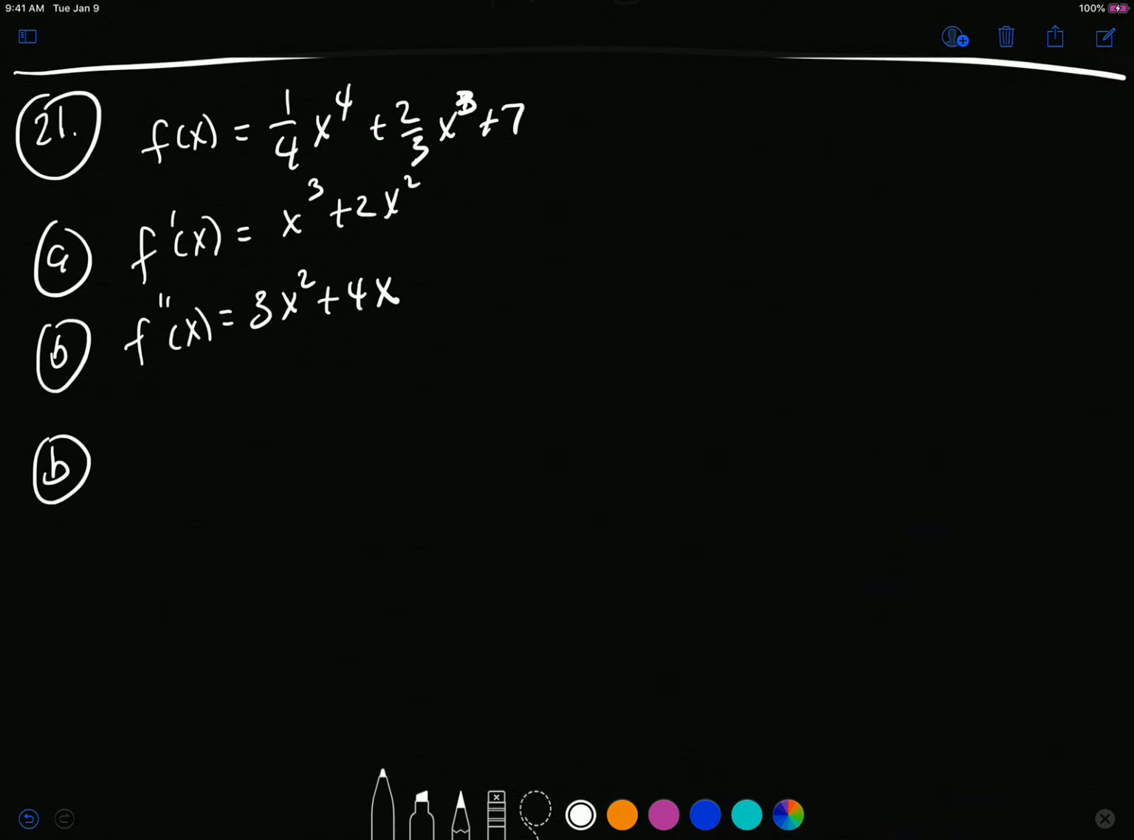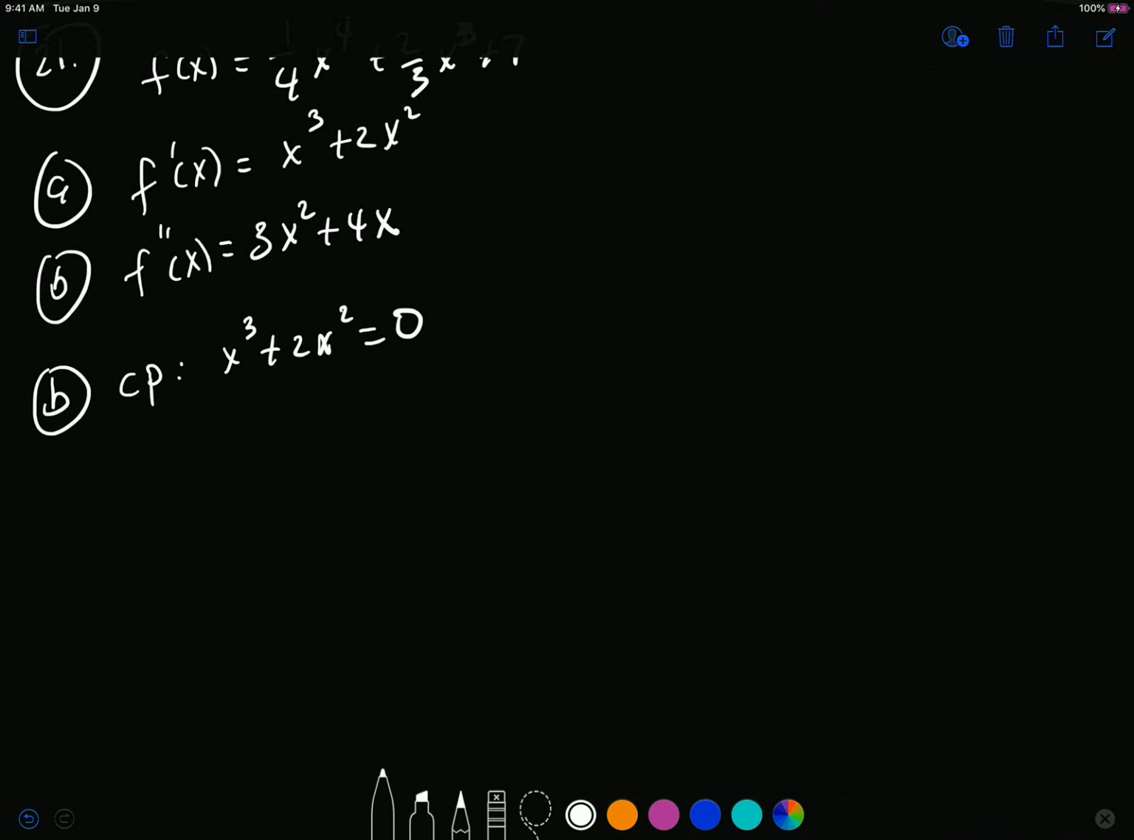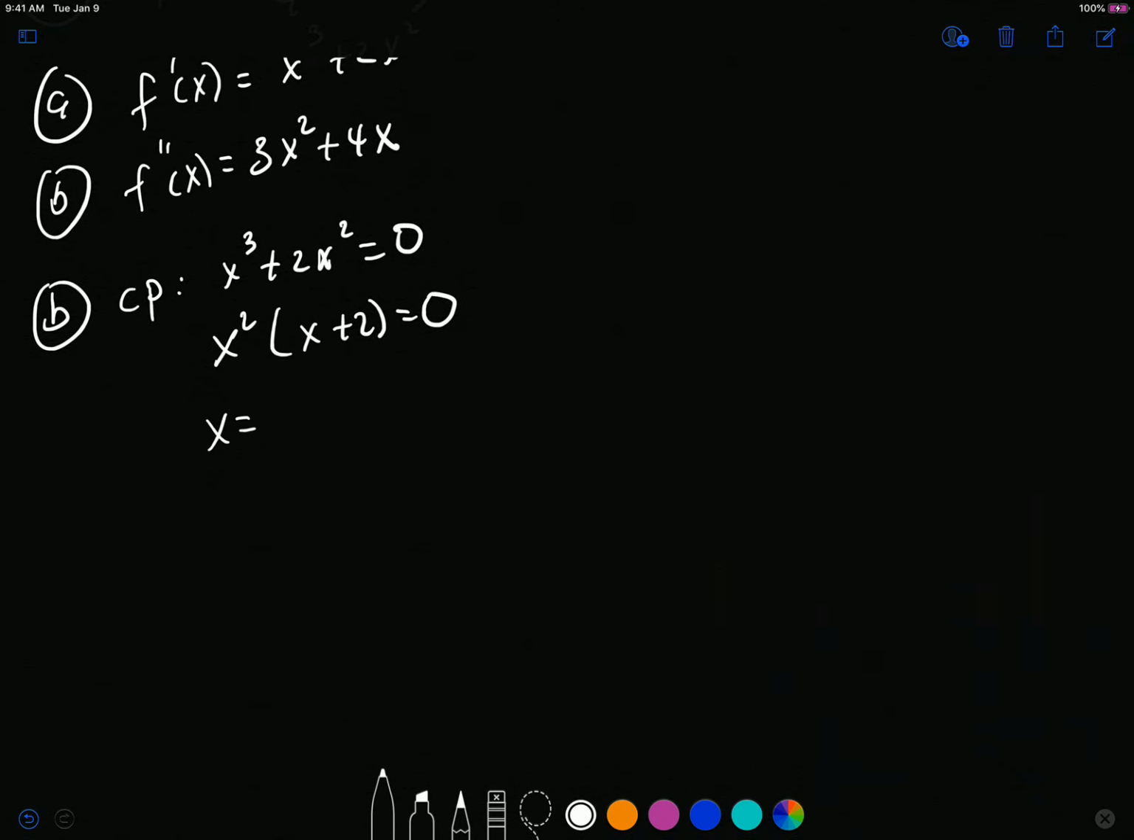Step number B, the critical points, is when you take the first derivative and you set it equal to 0. Again, a factoring argument is the best way to solve. So I factor out x squared, and that leaves me with x plus 2 is equal to 0. And so I get that x is equal to 0 and x is equal to -2. Those are my only two critical points.